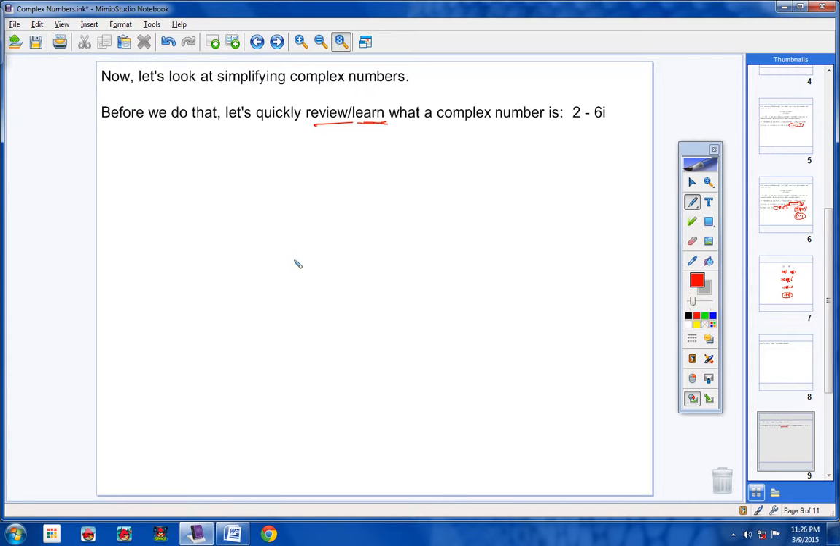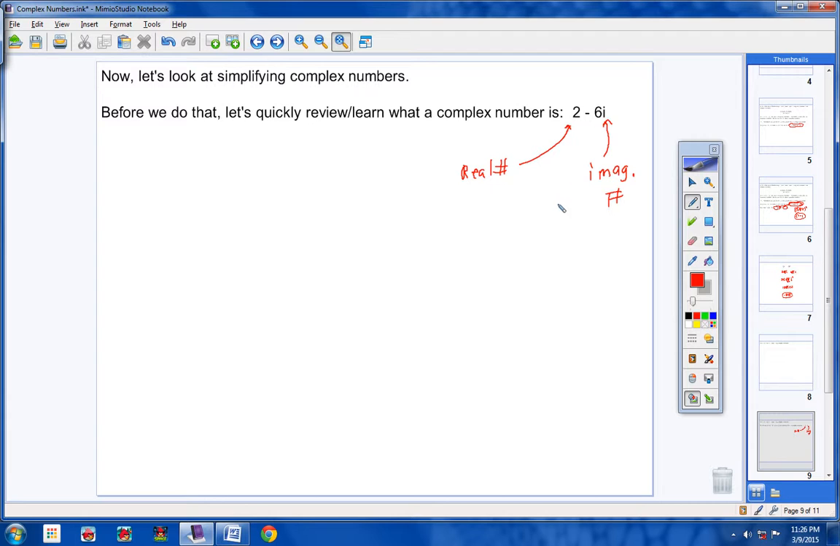We're just covering it faster and in bigger quantities and doing some more difficult problems than you would do in Algebra 2, but a lot of this should look familiar, okay? So let's review or learn what a complex number is. Here's an example of a complex number. Whenever you take a real number and put it with an imaginary number, you get a complex number, okay?